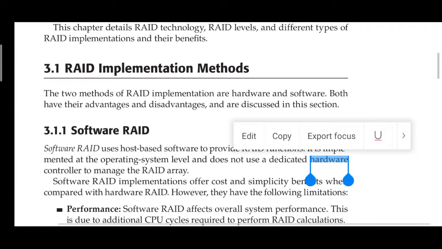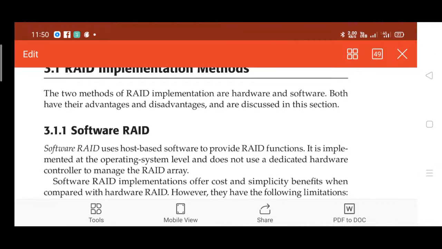RAID implementation methods: one is software, the other is hardware. Using software modules we can simulate the behavior of RAID. But RAID has different strategies in it. There are different levels of RAID like striping, mirroring, parity, and so on. There are 6 to 7 different levels of RAID. Hardware RAIDs are available. Not all the functionalities of hardware RAID are available in software.